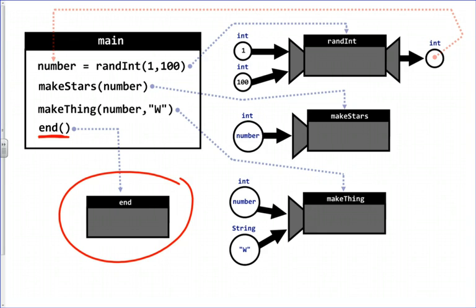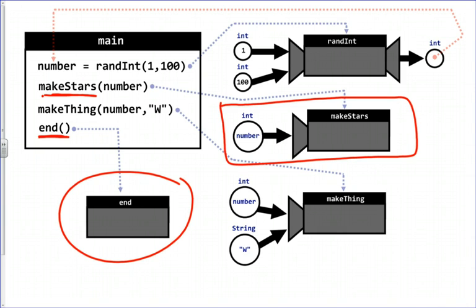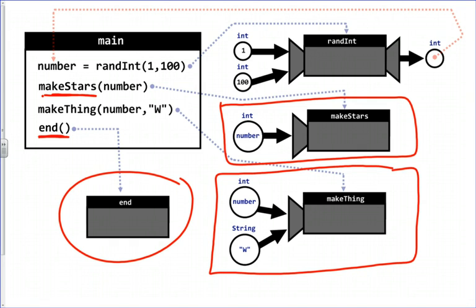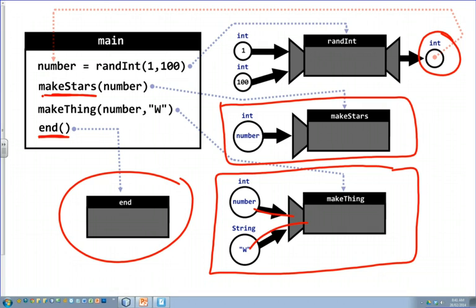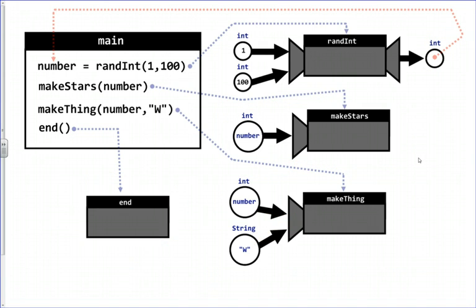Now let's take a look at this one called makeStars that we made. MakeStars, which you can see right here, has one input, an integer, but it has no output. It doesn't return anything. Then we had one called makeThing. MakeThing also had no outputs, but this time it had two inputs, an integer and a string. And again, if you think of methods as little machines, or programs within the program, you're feeding these two inputs in, and it does something with them. And then finally, randint, or I think we called it random, has two inputs, a high and a low, and it sends back a value. It returns a value. Okay, so there's a summary of that.